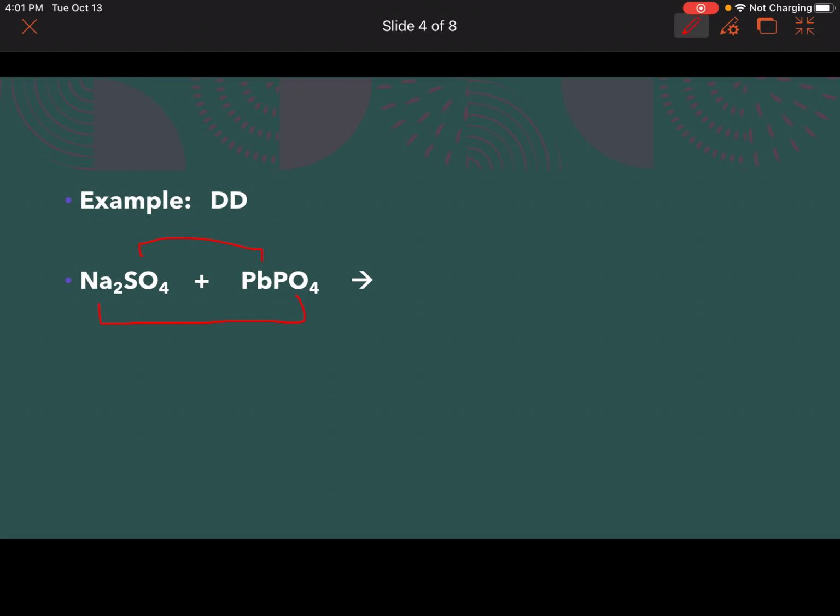Now, Na has a charge of 1 positive. Phosphate ion, PO4, is 3 minus. That tells me I'm going to need 3 of the sodiums, okay?